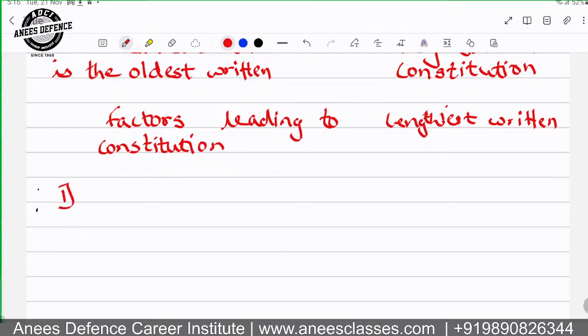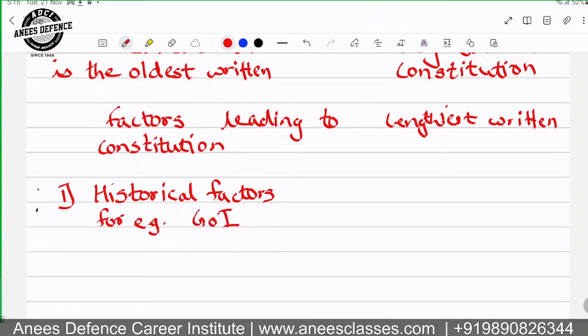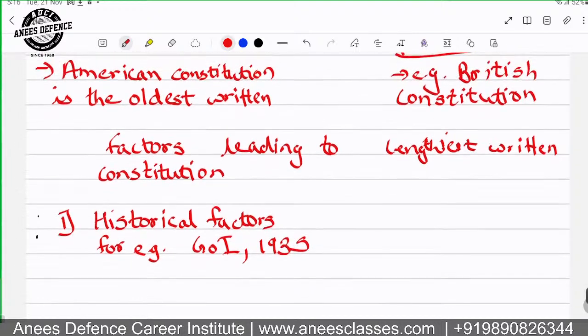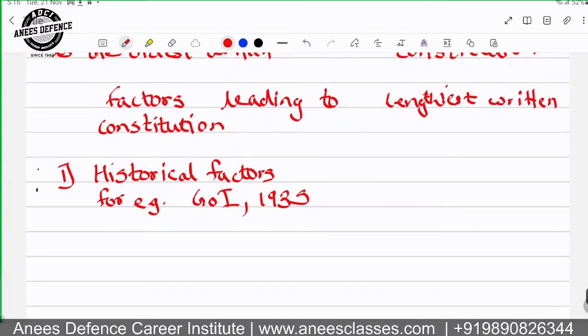One is historical factors. For example, many parts of the constitution are borrowed from the Government of India Act of 1935, which was very bulky.